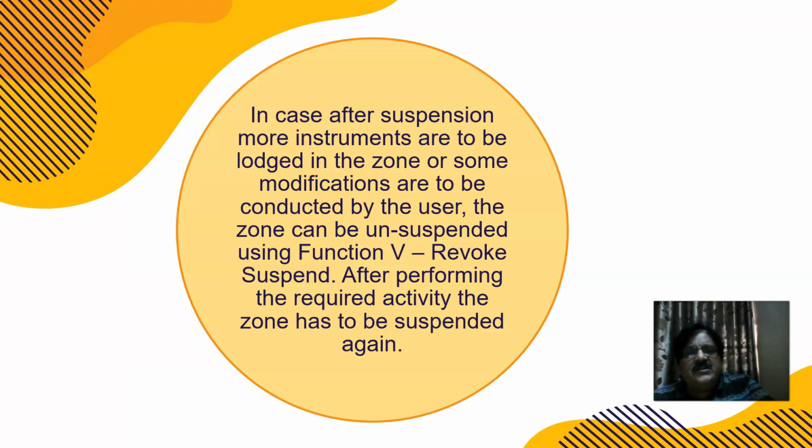In case after suspension more instruments are to be lodged in the zone or some modifications are to be conducted, we have to unsuspend by revoking suspension. Function is V, and we enter the instrument, then again we have to suspend the zone. Then only we can release it to shadow balance.